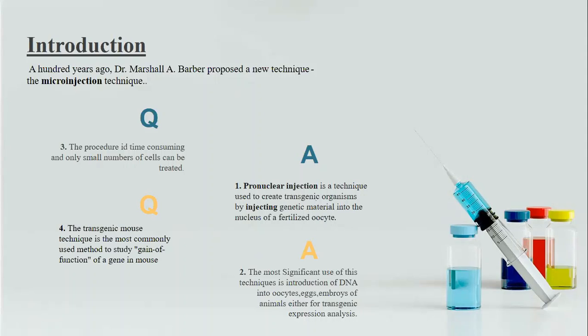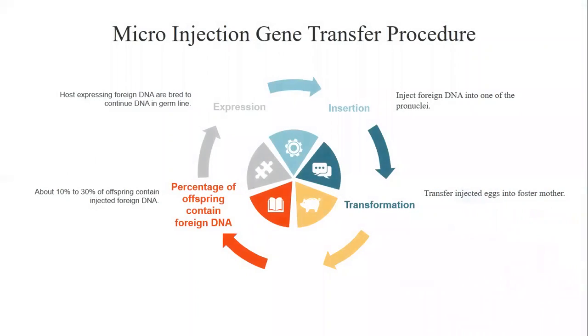It is used to introduce DNA into the oocytes, eggs, and embryos of animals for fertilization, expression and analysis. A basic and common example of this method is used to study gain of function of a gene in mouse, known as the transgenic mouse technique. And then I come to the procedure of microinjection gene transfer.